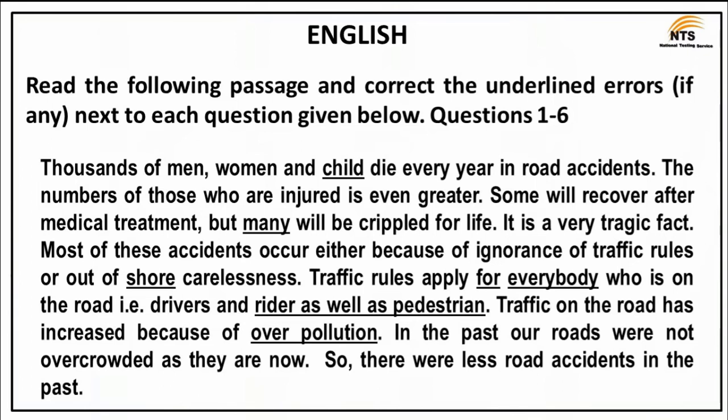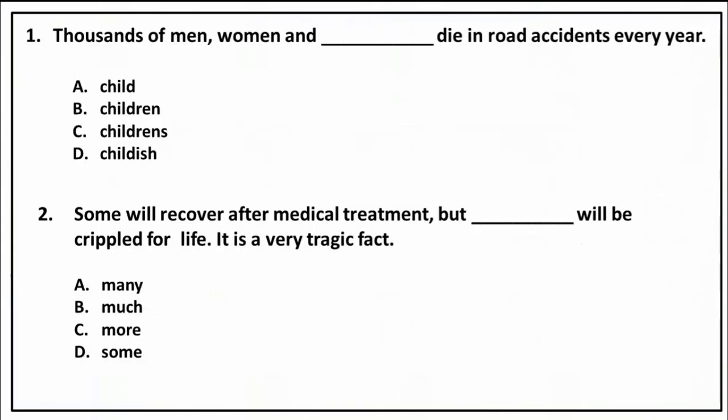Now this paragraph has questions, so let's see how we're going to answer the questions. You see the first question. Thousands of men, women and dash die in road accidents every year. In the passage, there was written child.